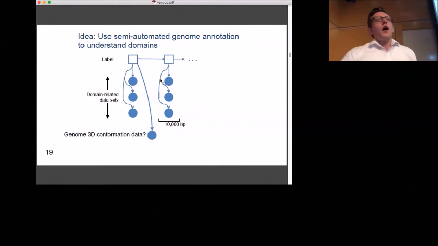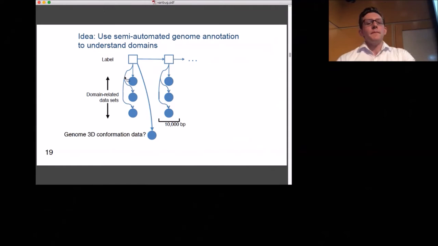So we are interested in trying to use this type of method to understand not the small scale of the genome, but rather the domain scale. We applied this not at a 1 to 100 base pair resolution, but with a resolution of 10,000. So one label here corresponds to the function of 10,000 base pairs in the genome. We use as input domain-related data sets. That includes histone modification, as well as things like replication timing.